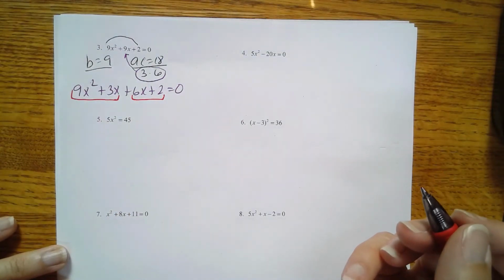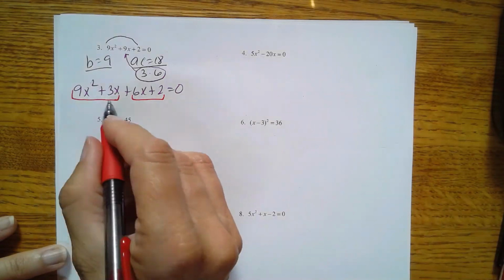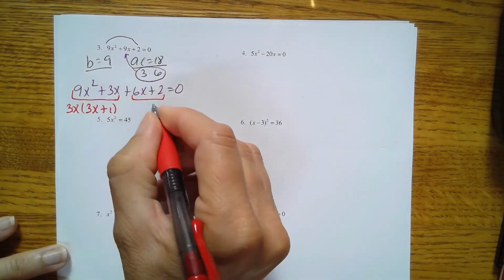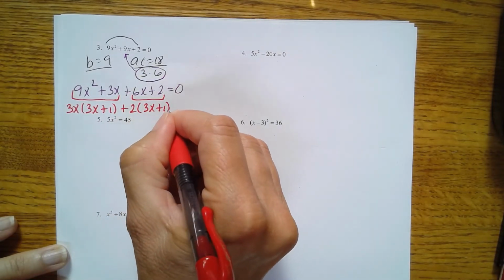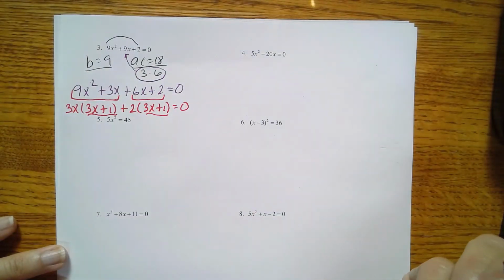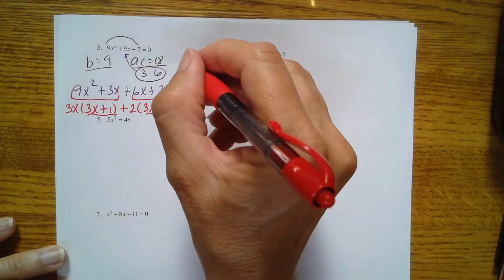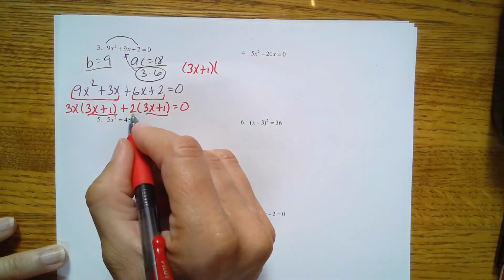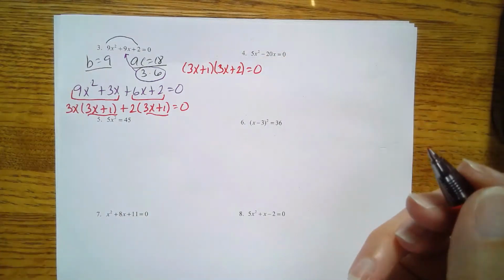So we group the first 2, take out what's in common, group the second 2, take out what's in common. So with the first 2, we take out a 3x, and we're left with 3x plus 1. In the second 2 terms, what's in common is a 2, and we're left with 3x plus 1. Right now, those better be the same. Later on, they might not be, and so we'll have to find a different way to solve. But those should be the same, so we're going to take out the common factor, which is 3x plus 1, and what's left is 3x plus 2, still equaling 0.